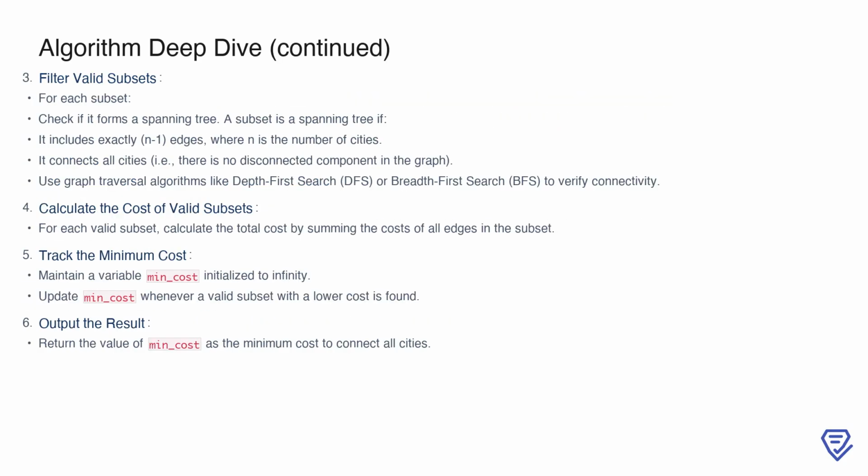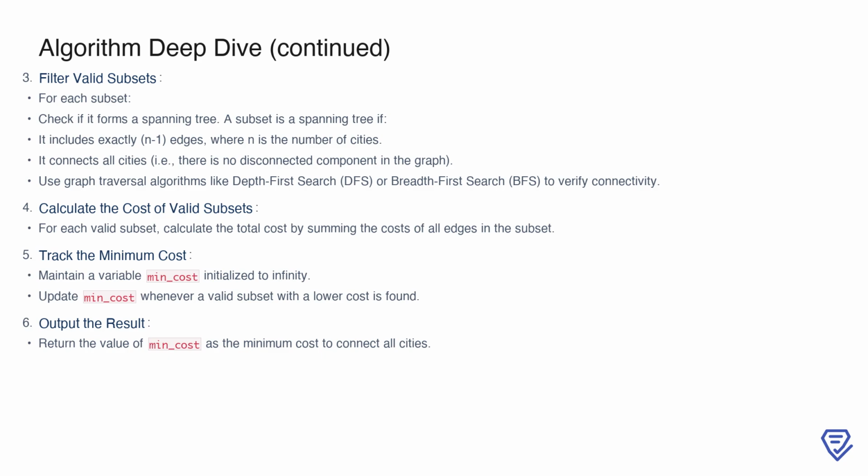Now that we have all subsets of edges, the next step is to filter out the valid ones. A valid subset must form a spanning tree, which means it must contain exactly n-1 edges if there are n cities, and it must connect all cities without leaving any disconnected components. To confirm connectivity, we can use graph traversal algorithms like depth-first search or breadth-first search.